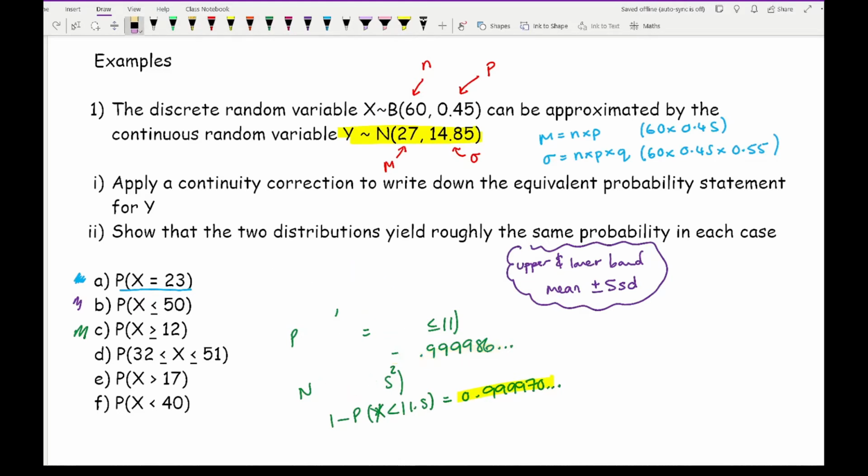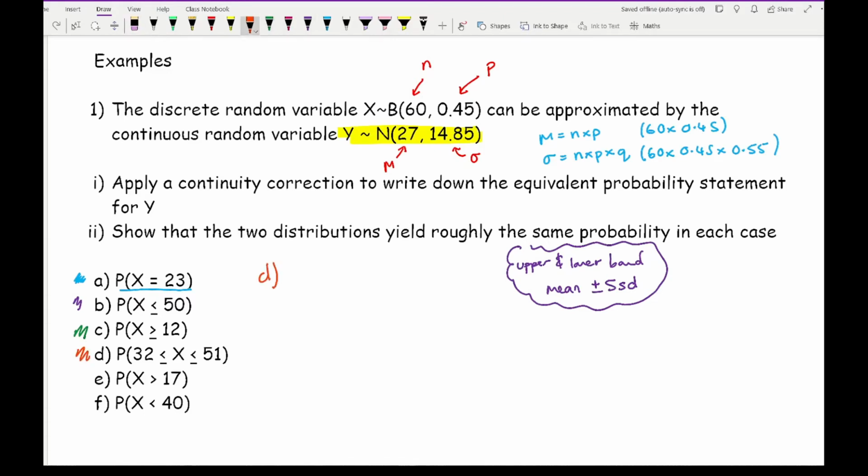So then moving on to D. This is where we've got an actual set of limits, which in theory should be a little bit easier, to be honest. With D, our continuity correction is going to be, well, we want to include 32 and 51. So I'm going to need the probability that x is between the lower bound of 32, which is 31.5, and the upper bound of 51, which is 51.5 rather.